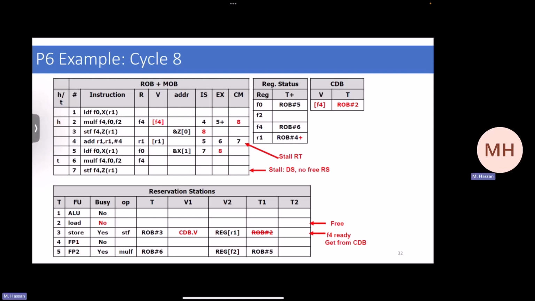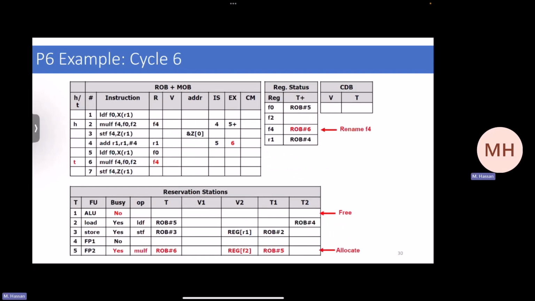Which one? The V column in the ROB. That's the actual value, because remember, in the ROB and the MOB, we want to maintain the value of the result because we read it from there, right? And for example, let's say here, is there a column for the MOB?